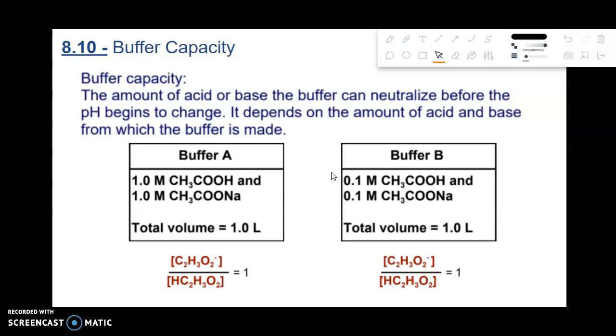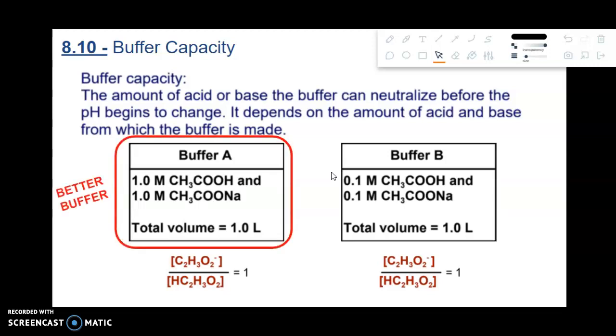However, if we look at the total amount of moles present in the solution, we can see that buffer A has a much higher concentration. So therefore, buffer A is actually going to be a better buffer. Both solutions can resist pH change, but buffer A has a greater capacity to resist pH change because there's more stuff in the solution.